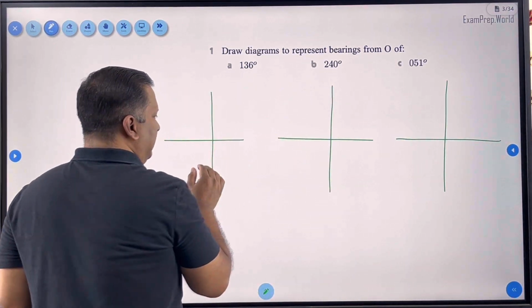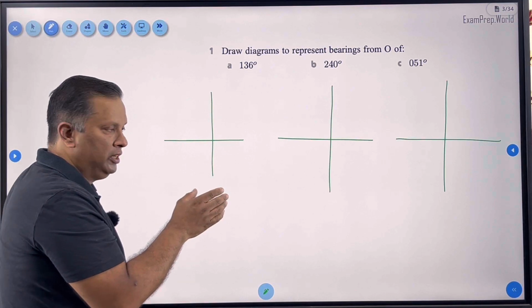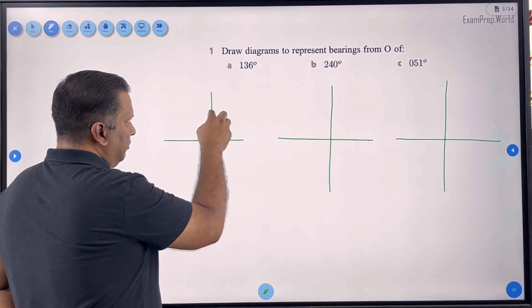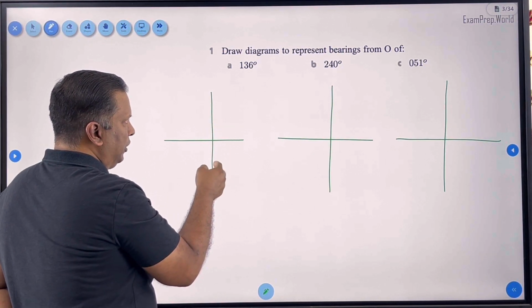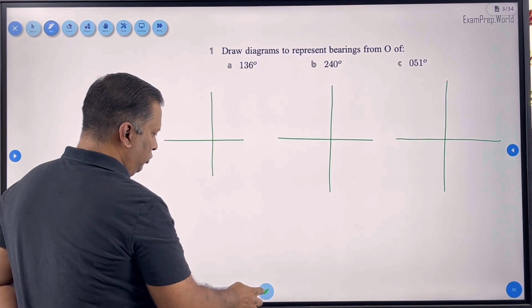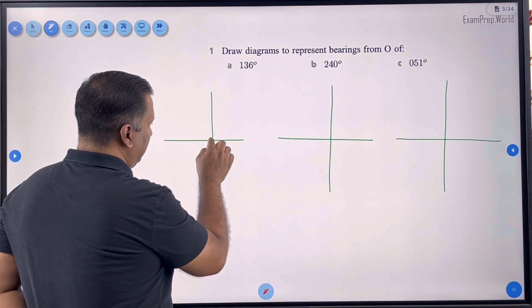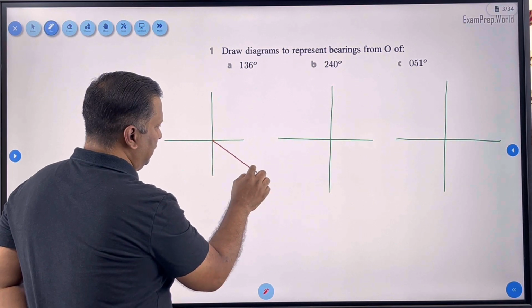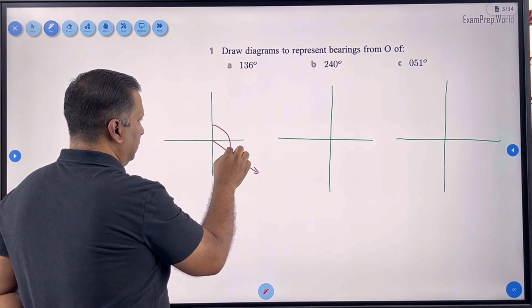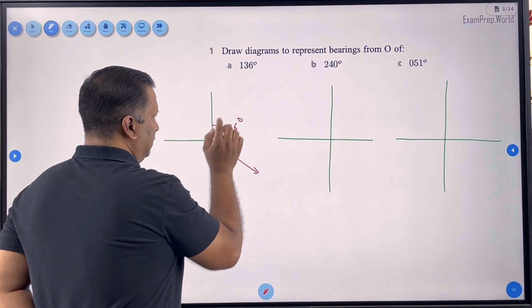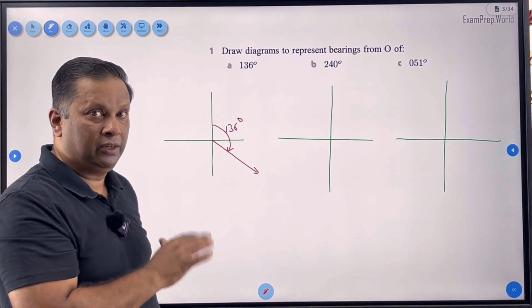Now 136 degrees. 136 degrees is definitely here, because from here to here is 90 and here is 180. So 136 degrees will be where? See, that idea you should get. 136 degrees will be somewhere here in this direction. So this idea you should get. That's why we are doing these kinds of questions.